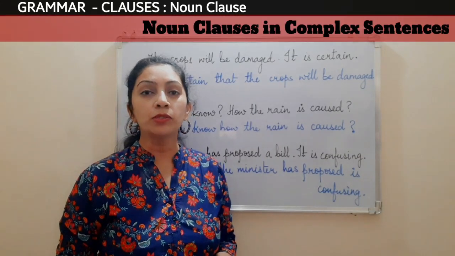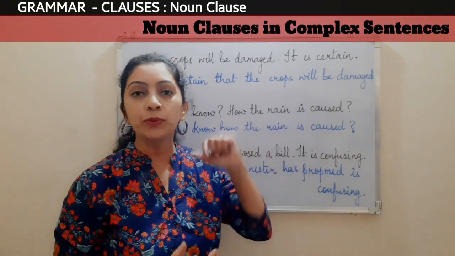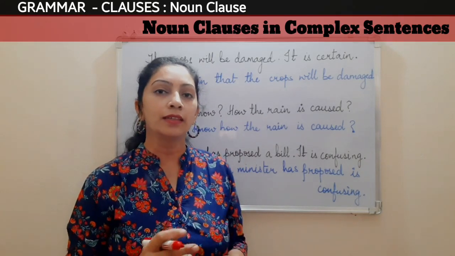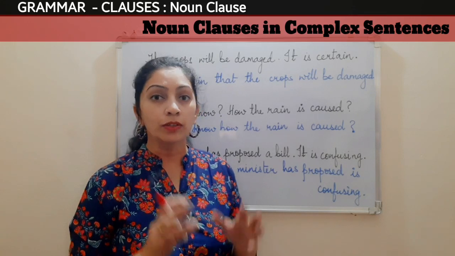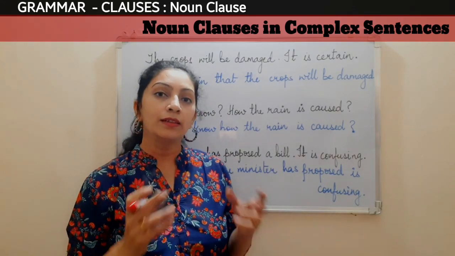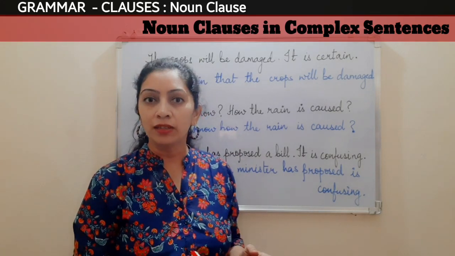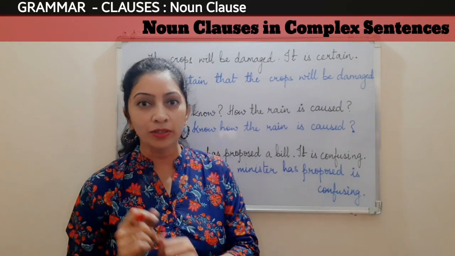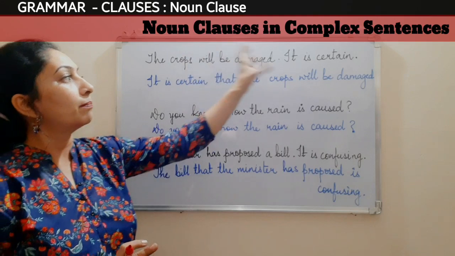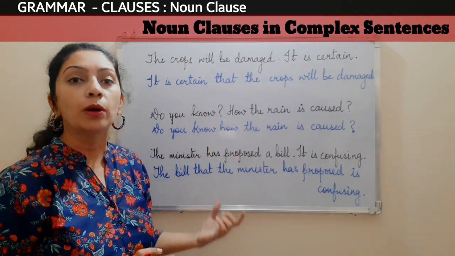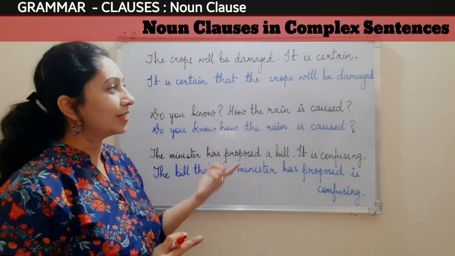Now in your exams also you will be told to combine two sentences into one sentence, and when we combine two sentences we always use a conjunction. If it's a complex sentence, then one part of the sentence is the main clause and the other is the subordinate clause. So here are three examples where we are going to combine sentences and make them into complex ones. Let's start.